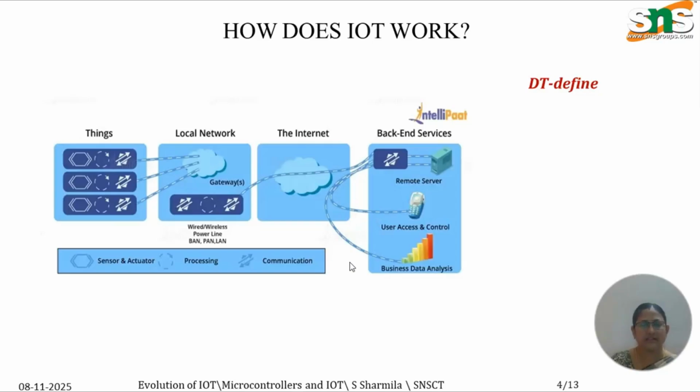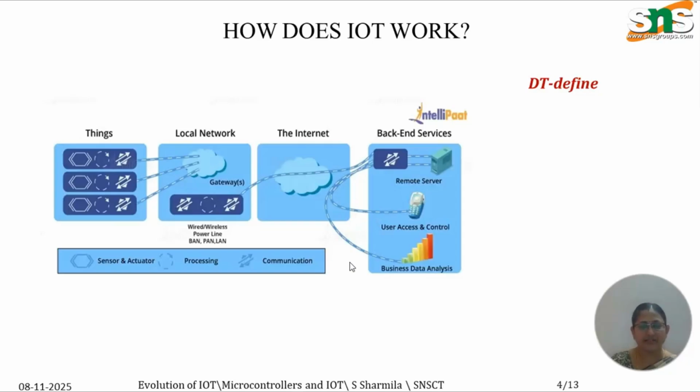The sensing devices, like sensors and microcontrollers, collect data from the environment. The next one is connectivity, that is the local network. The data is transmitted through Wi-Fi, Bluetooth, Zigbee, LoRa and mobile networks and the internet. The third part is processing. The data is processed either at the edge or in cloud platforms to derive meaningful insights.